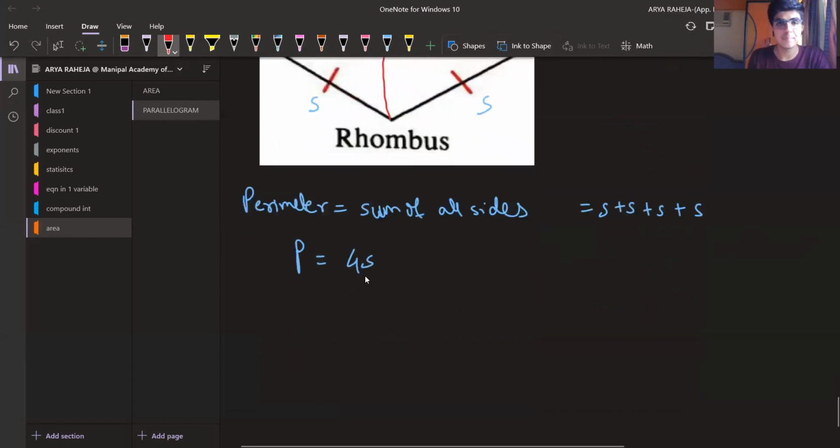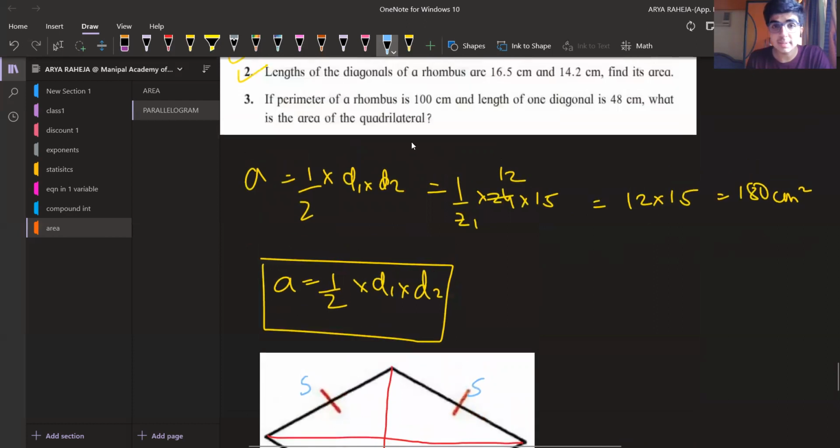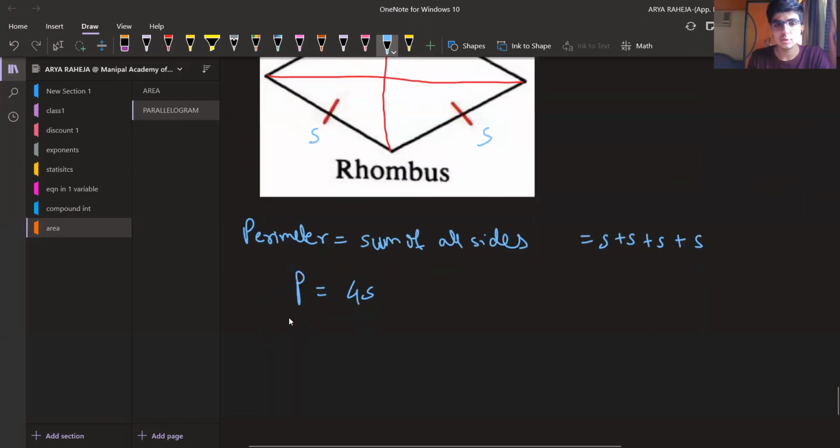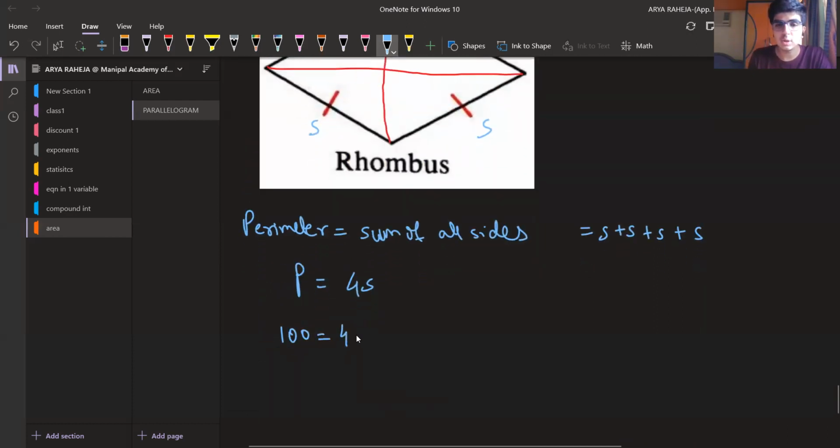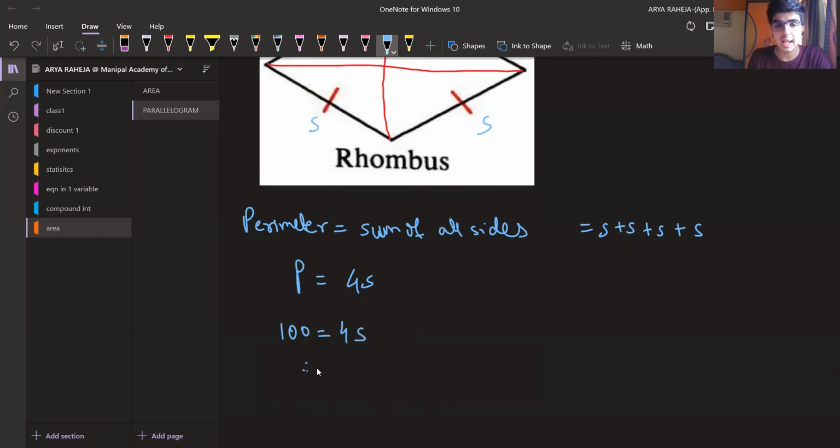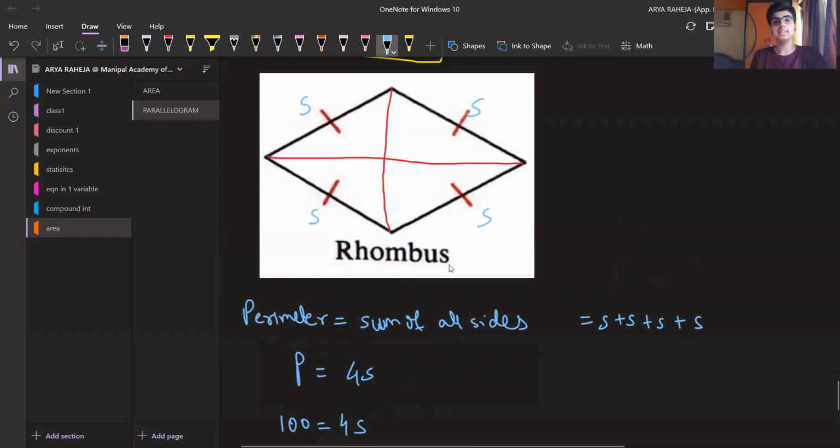Now let's go back to the question once. Since the perimeter is given, question में दिया है, it's 100 centimeter. So that means 100 is equal to 4 into s. Therefore, s is equal to 100 upon 4, which is how much? 25 centimeter. So one side ka length of this rhombus, we found it to be how much? 25 centimeter, correct? So let's write that down. This length is 25 centimeter, ये पूरे side का length.